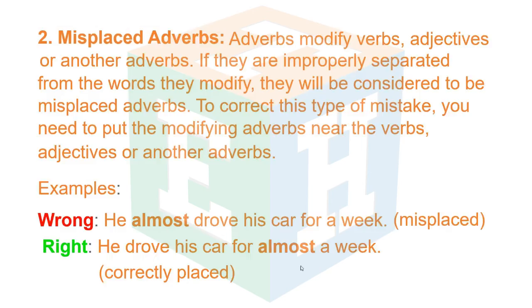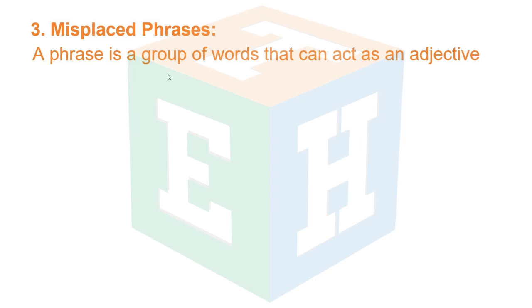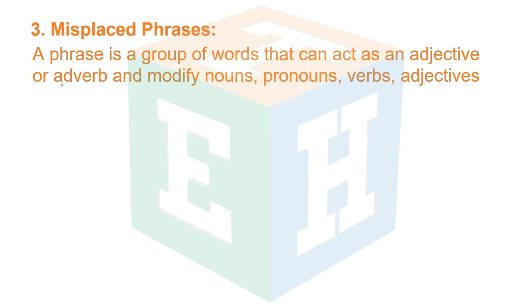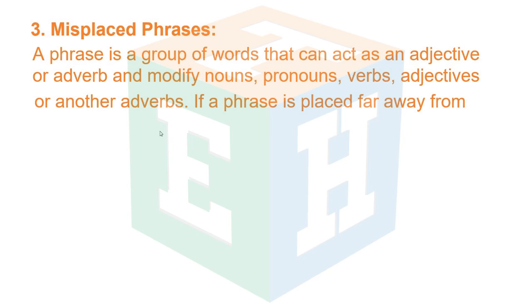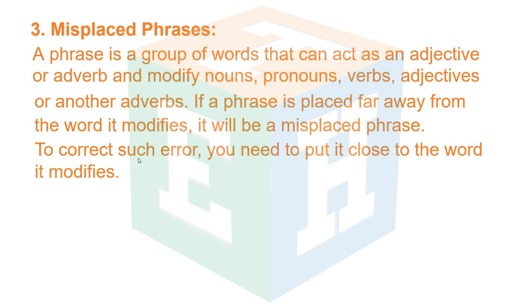Number 3, misplaced phrases. A phrase is a group of words that can act as an adjective or adverb and modify nouns, pronouns, verbs, adjectives, or other adverbs. If a phrase is placed far away from the word it modifies, it will be a misplaced phrase. To correct such an error, you need to put it close to the word it modifies.